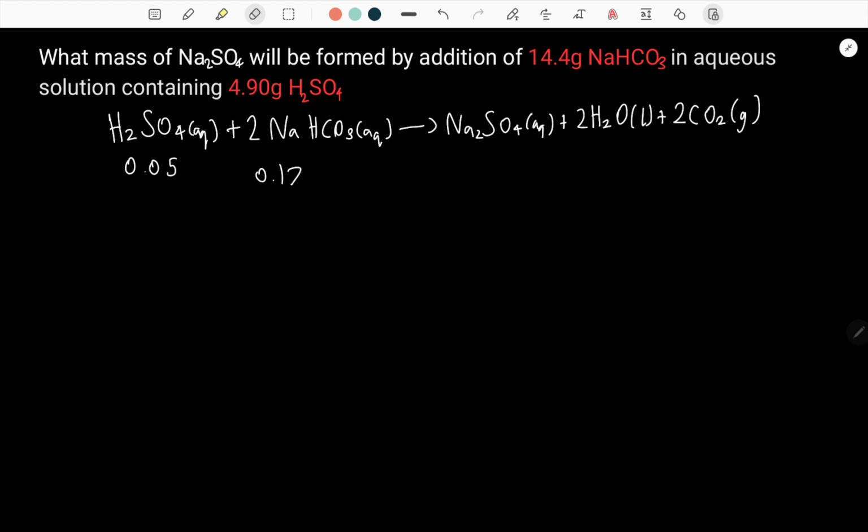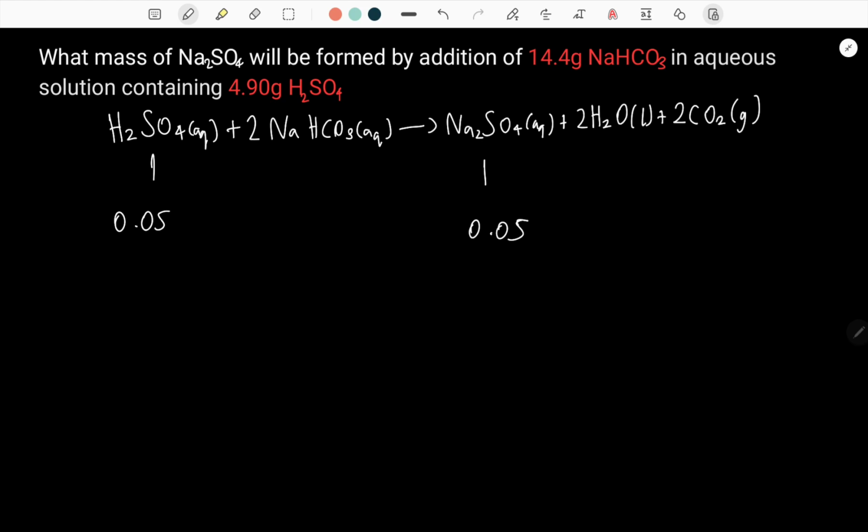We are finding the mass of Na2SO4. Let's just do that directly. The first step again is to write what we need to remember, 0.05. This is 1 mole reacting, producing 1 mole, so the number of moles is going to stay the same. We know that 0.05 moles of Na2SO4 is being produced.